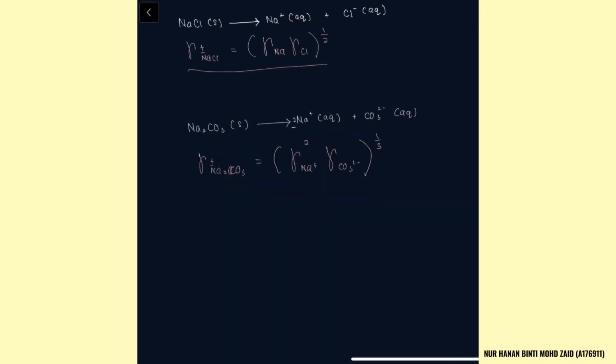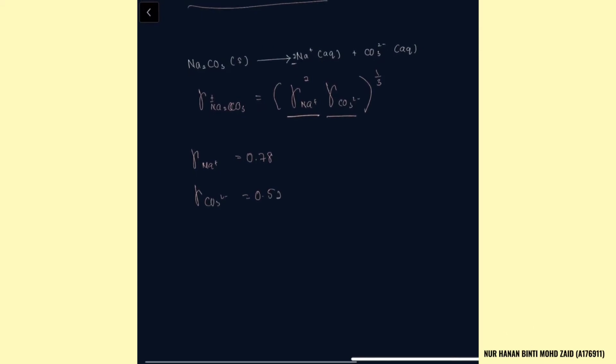Contoh kita ada nilai untuk gamma Na plus and gamma CO3 2 minus. Contoh, it is impossible untuk kita dapat sebab kita tak boleh nak determine activity coefficient untuk ionic solution separately, positive and negative charge ion. So contohlah kita dapat gamma Na plus, kita dapat 0.78, and gamma CO3 2 minus kita dapat 0.52.